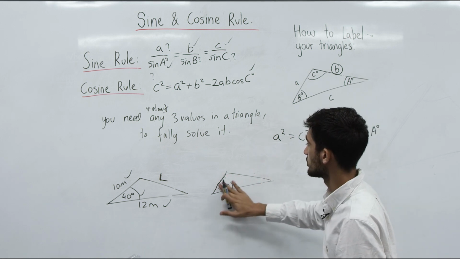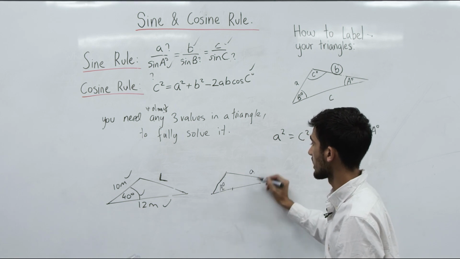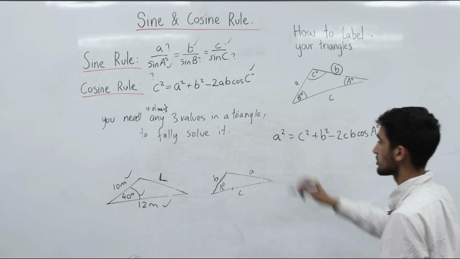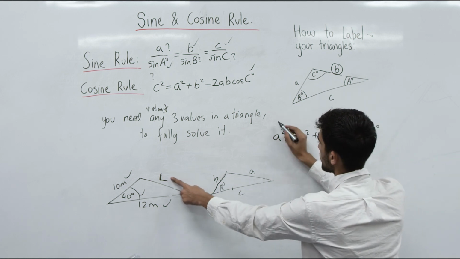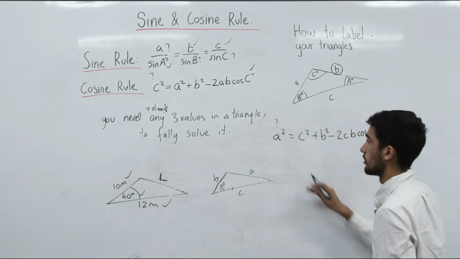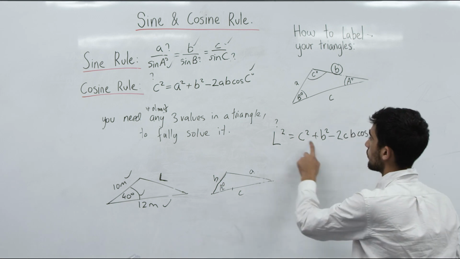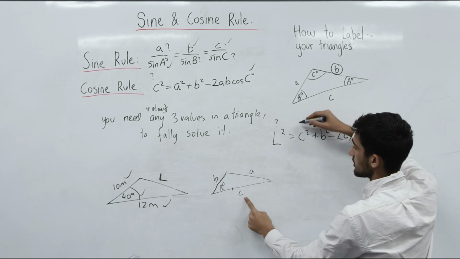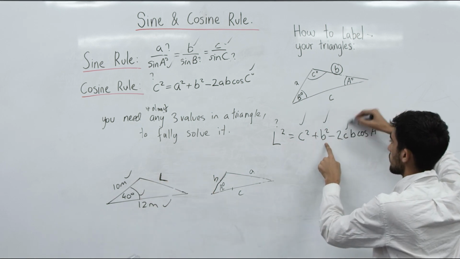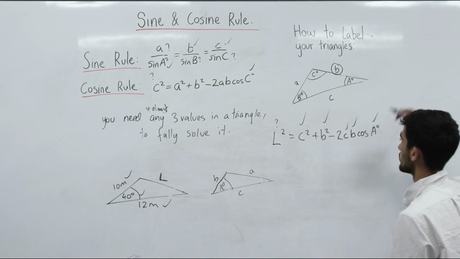Going back to our original format, we called this the angle A, this is side A. This is side B, this is side C. Okay? Let's look at our equation. We are trying to find the side length A, which is actually L. So A squared is L squared. What do we know? We know C is 12. We know B is 10. So we know B and C. And we know the angle A is 40 degrees.